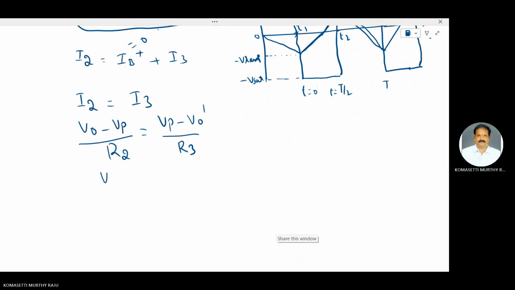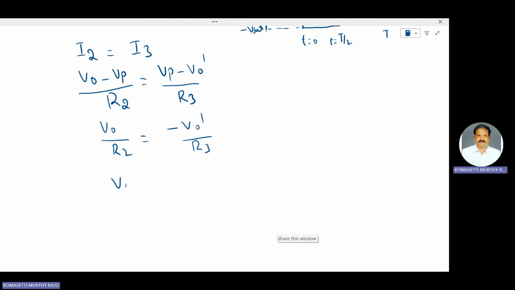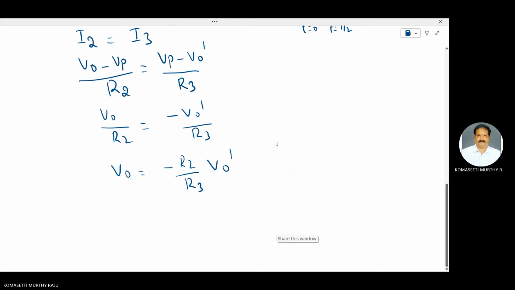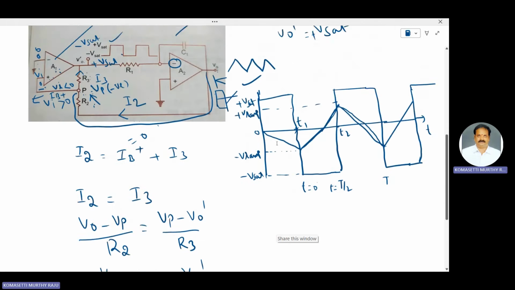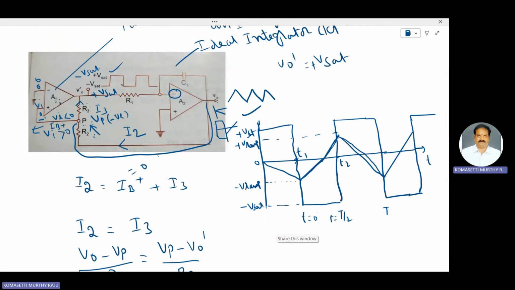Therefore, V0 by R2 is equal to minus V0 dash by R3. Find out V0. Therefore, V0 is equal to minus R2 by R3 times V0 dash. V0 dash is the output of A1.